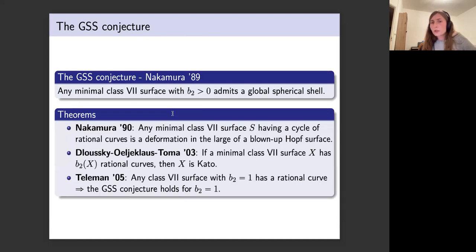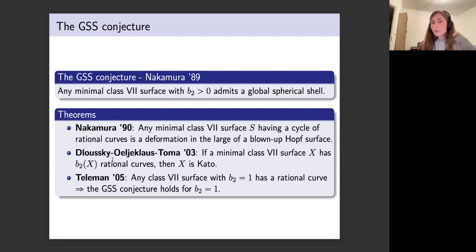First, Nakamura showed this only up to deformation equivalence. So in other words, not really, but he actually showed the following thing. He showed that if you have a class 7 surface which has a cycle of rational curves, then this is a deformation in the large of a blown up Hopf surface. In other words, he constructed a family in which the central fiber was this surface with rational curves, and the nearby fibers were all blown up Hopf surfaces. So this is similar to Kato surfaces, but of course he could not deduce that S is a Kato surface.